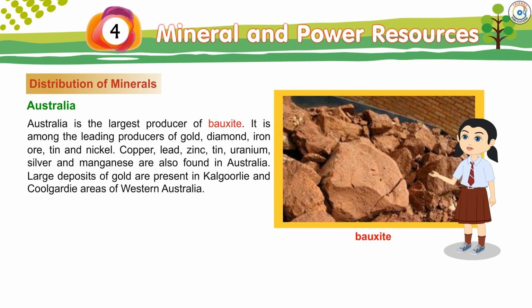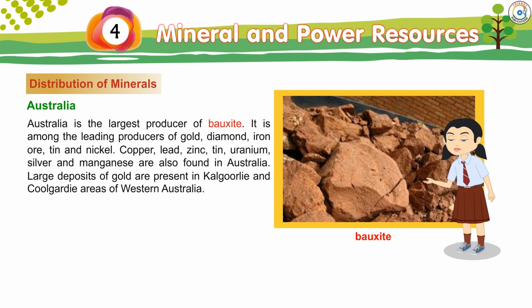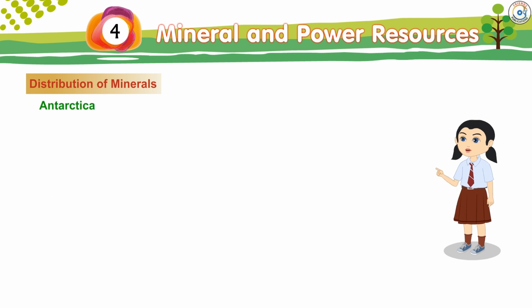Australia. Australia is the largest producer of bauxite. It is among the leading producers of gold, diamond, iron ore, tin and nickel. Copper, lead, zinc, tin, uranium, silver and manganese are also found in Australia. Large deposits of gold are present in Kalgoorlie and Coolgardie areas of Western Australia.